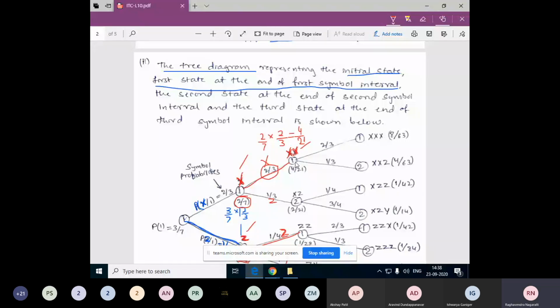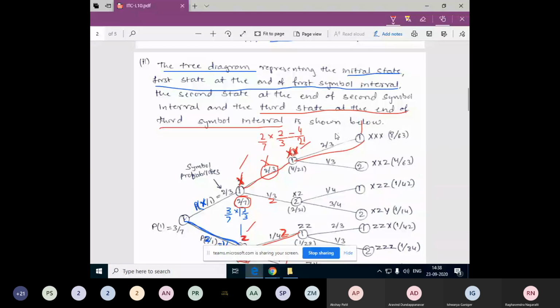Yes, sir. Up to the end of second state? Any doubts up to this? No, sir. Okay, let's see one more extension, one more state, at the end of third symbol emission. So this tree diagram is again extended for the third state. Again 1 to 1 we have one transition, and during this transition which is the symbol emitted?